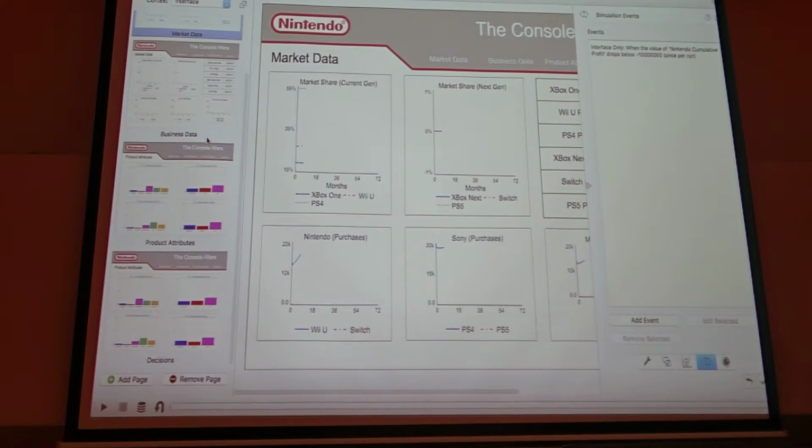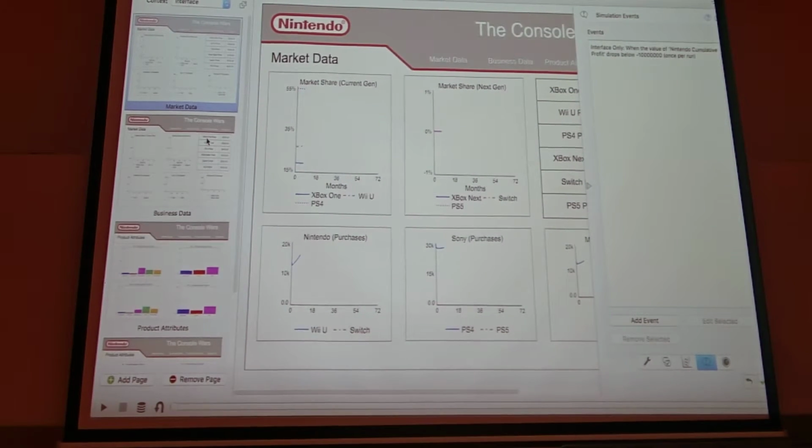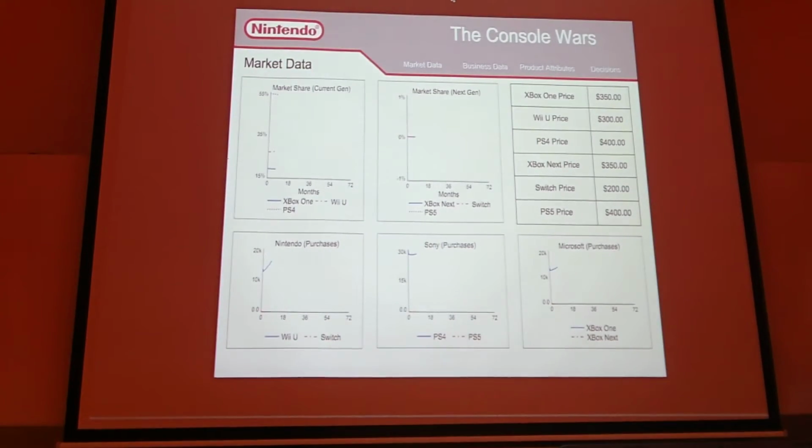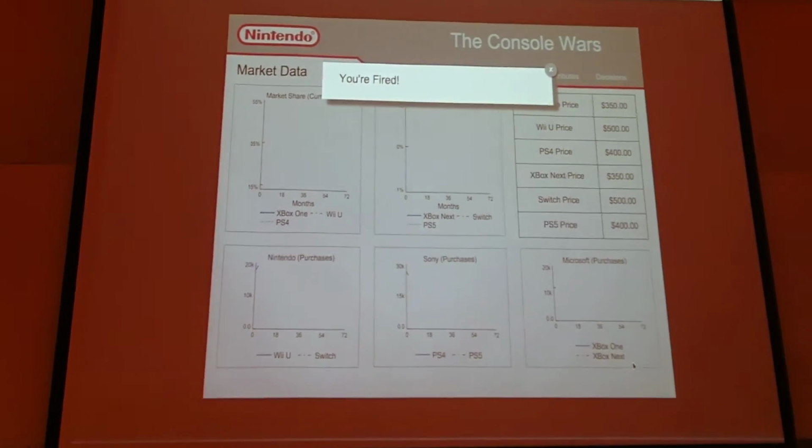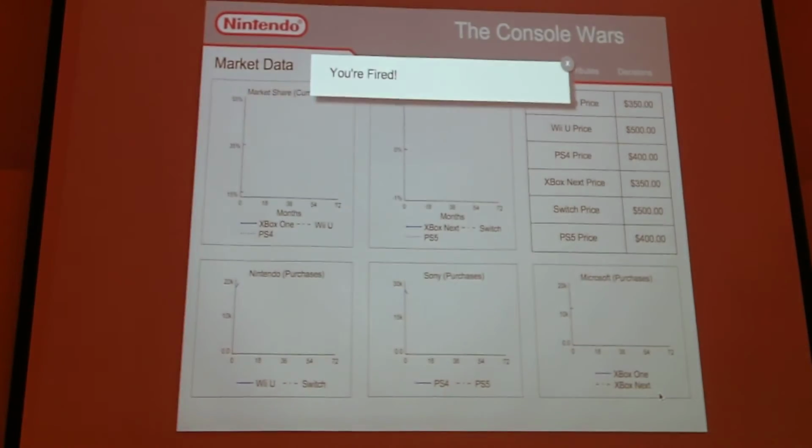So now what we need to do is we need to add a page for when you get fired. But let's first take a look at this. How can I make us lose incredible amounts of money? I'm going to jack everything up to the max, and hopefully we'll lose $10 million before. No, there we go. Alrighty, so we're fired.